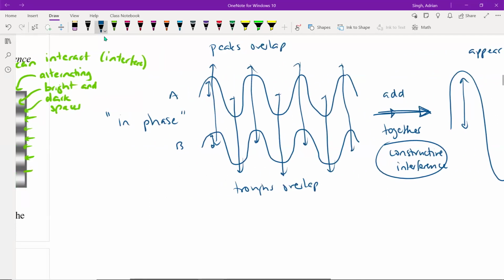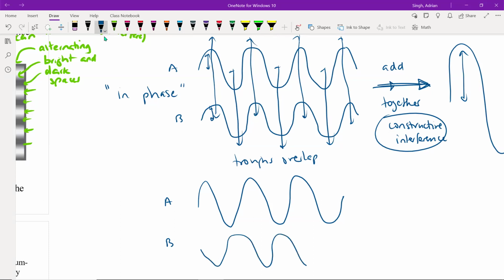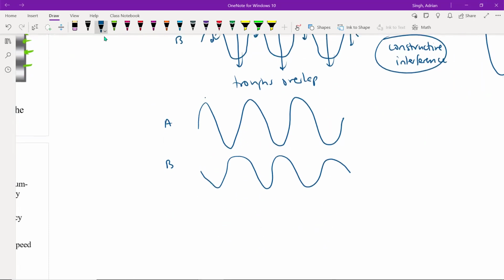Now, the other way that waves can interfere with each other, if you have two waves right next to each other, is if instead of the waves being in phase with each other, where they overlap, maybe now a peak overlaps with a trough. So there's a peak, and then here's a trough. There's a trough, there's a peak. There's a peak, there's a trough, and you get the idea all the way through.